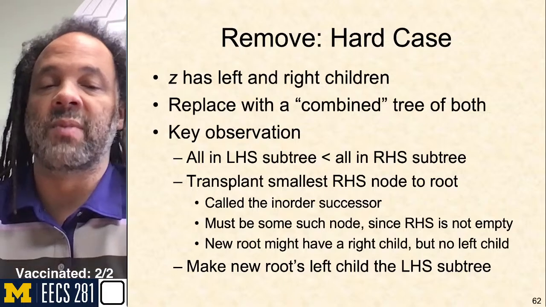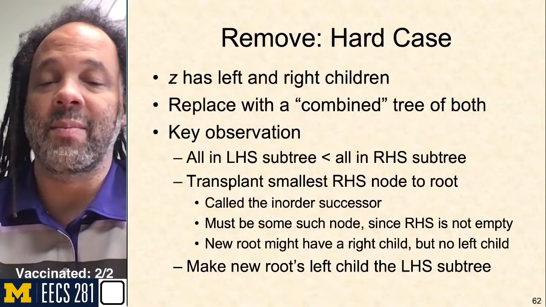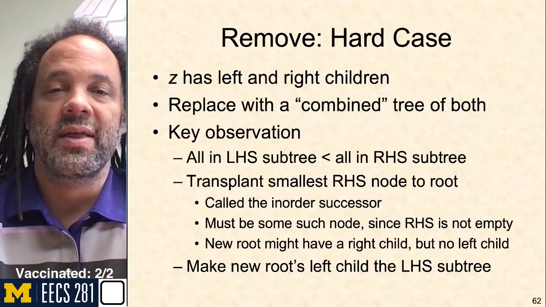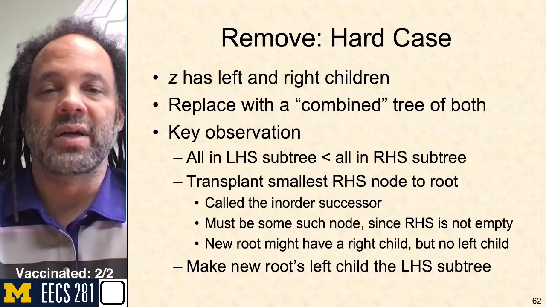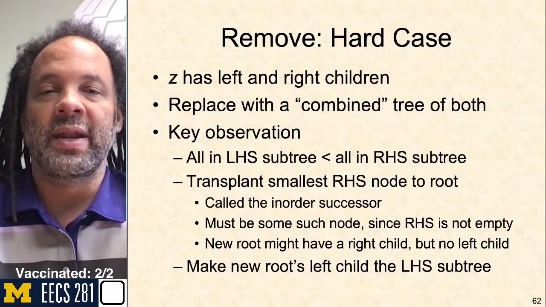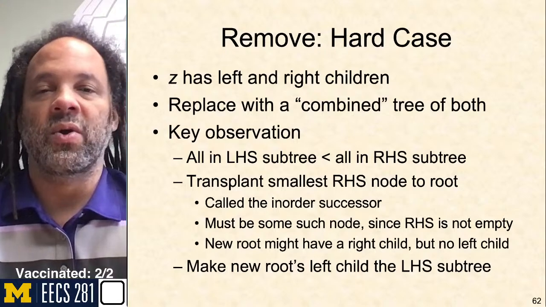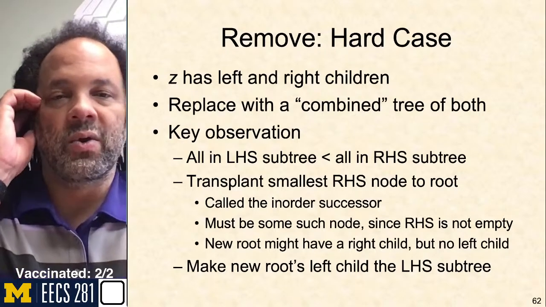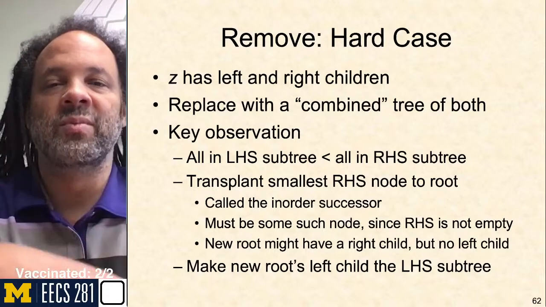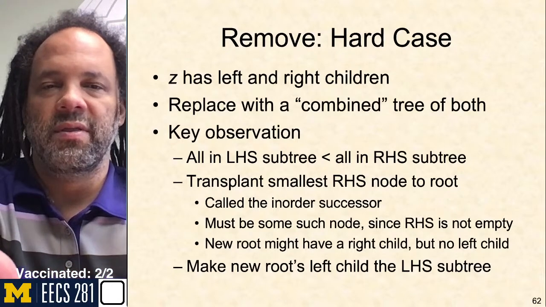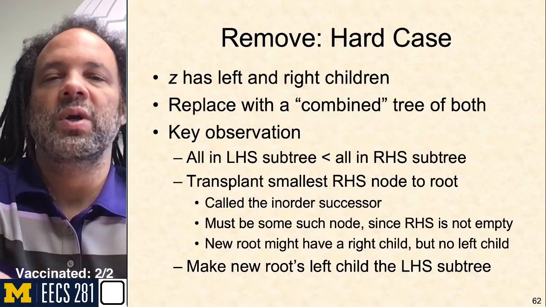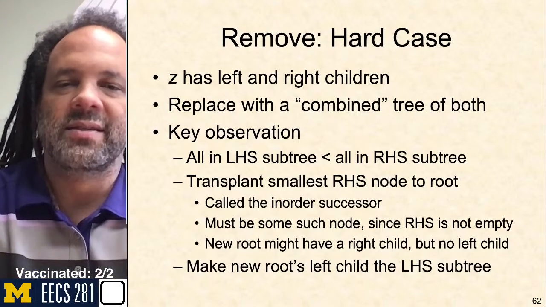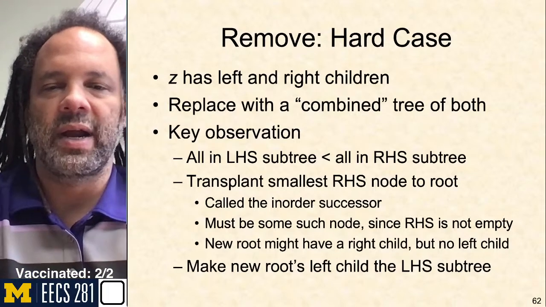So if we find that smallest right-hand side node, it's got a name. We call it the in-order successor, and that's just putting some words together that you should be able to handle. We talked about the in-order traversal, and we know that in a binary search tree, the in-order traversal gives us sorted data. So the in-order successor is the item that comes right after the node if I were to do an in-order traversal. So the node that follows this, that is the smallest node in its right-hand subtree.